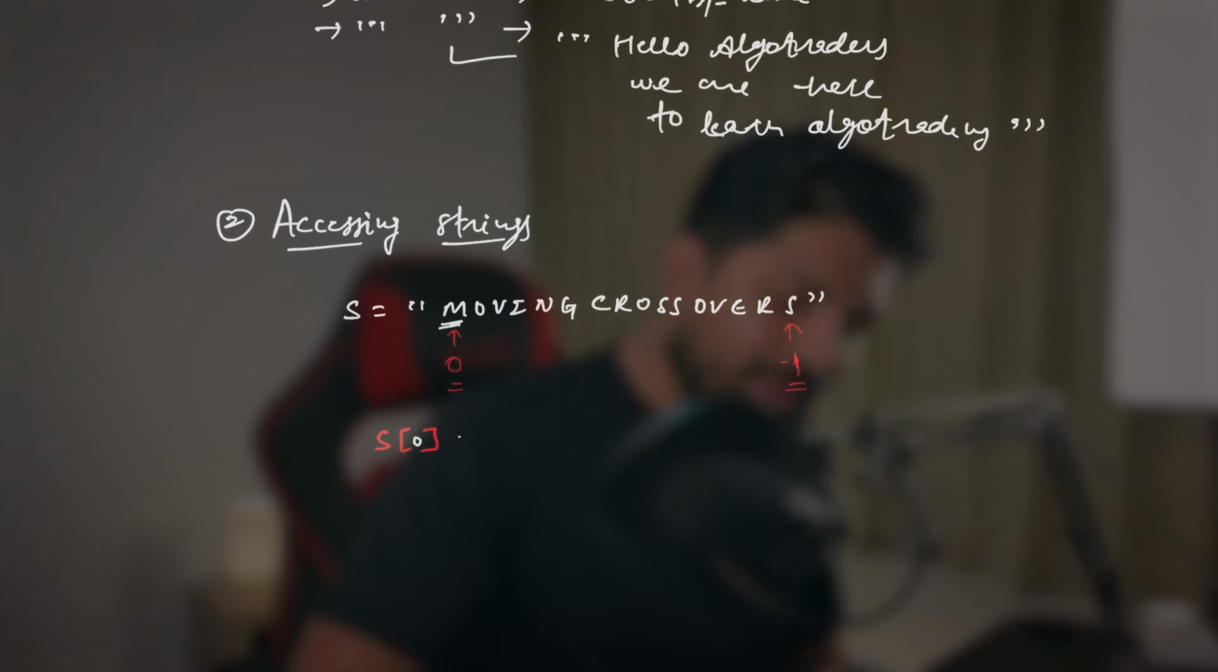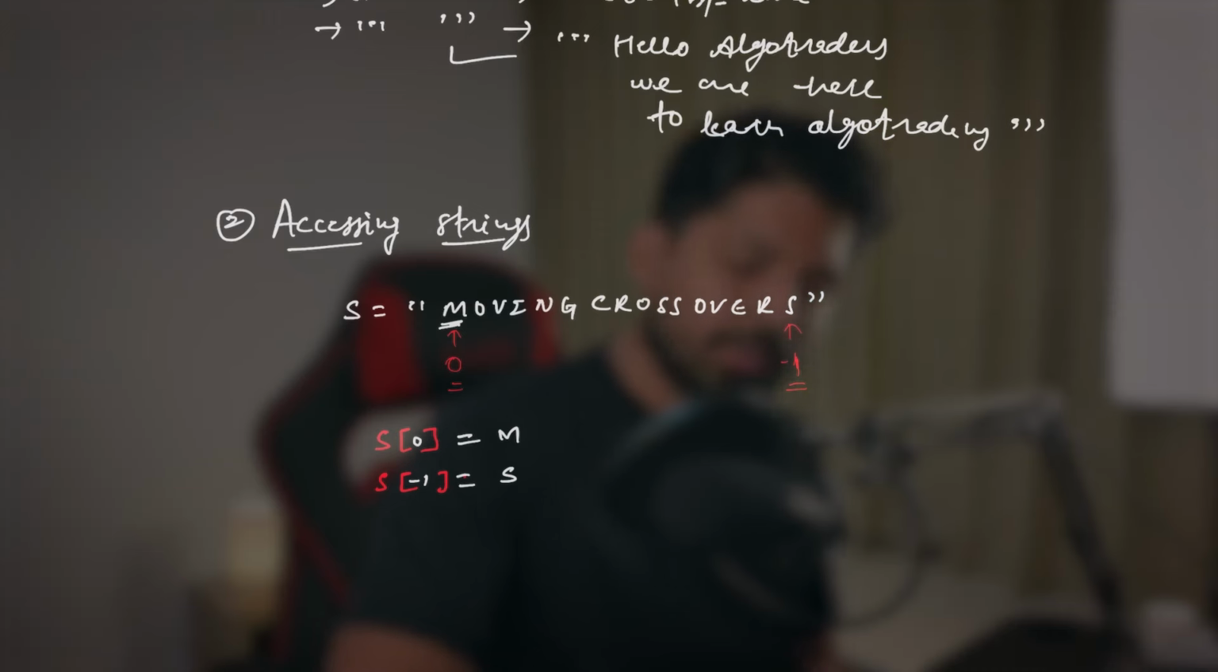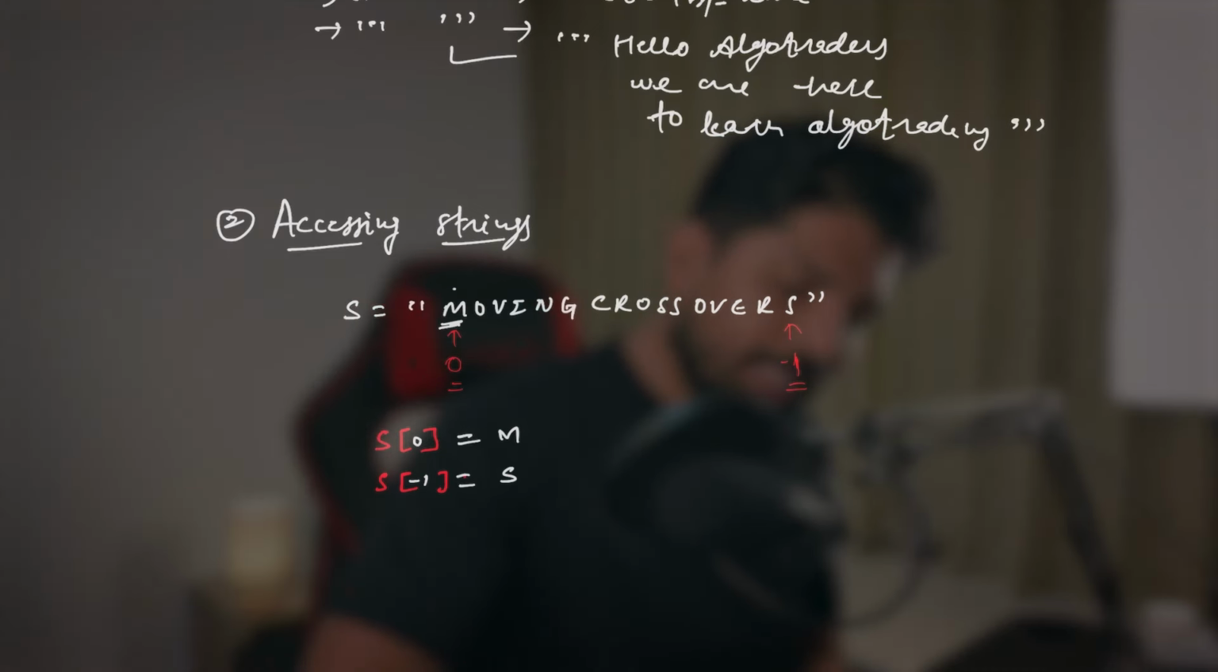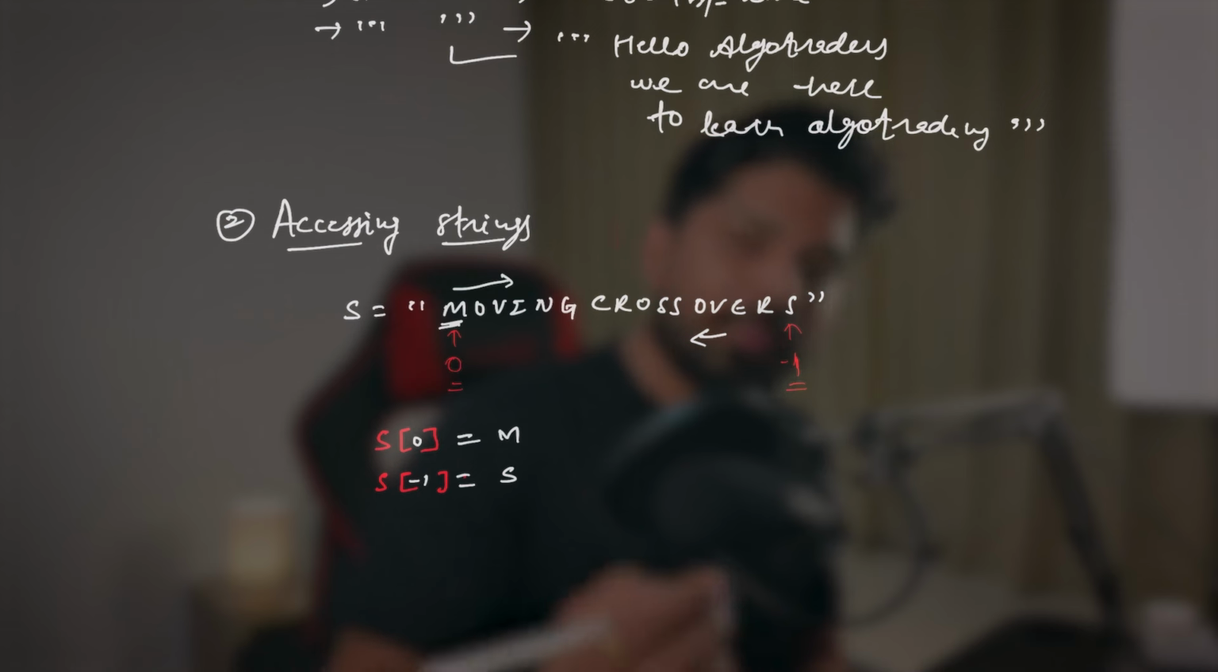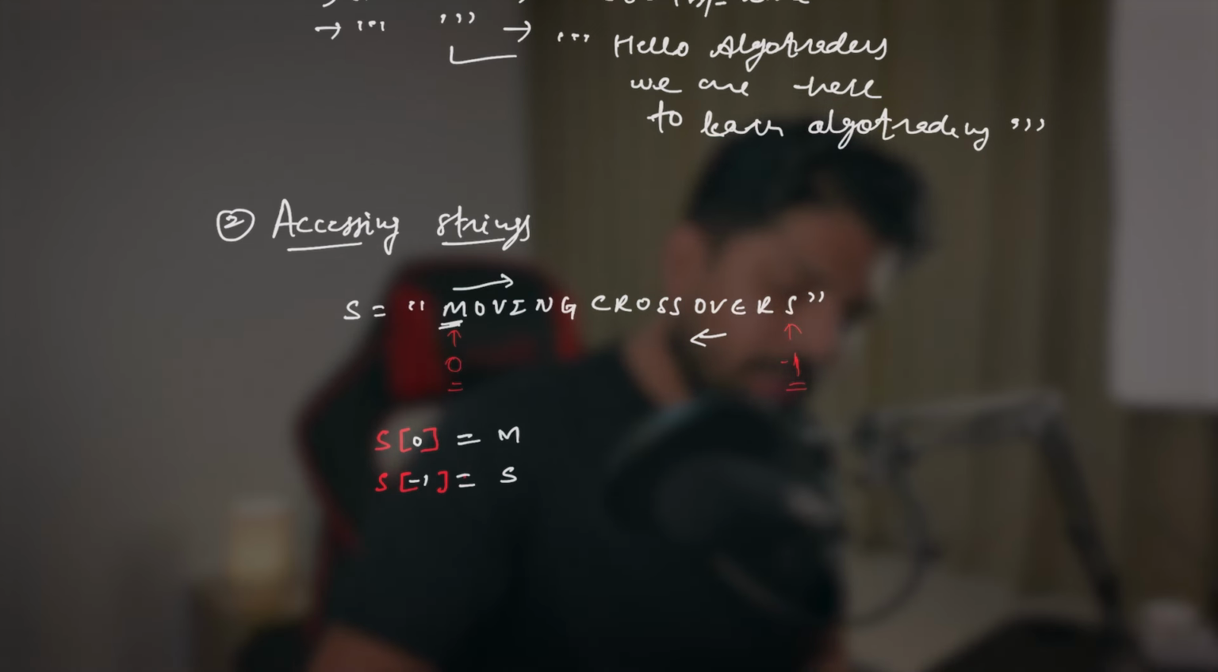So when I write this syntax, I will get the m as the output. And similarly, if I write -1, then I will get the last character, which is s, correct? So this is called positive indexing when we are going from left to right, and when we are going from right to left, it is known as negative indexing, right? And this is how we can access the characters.